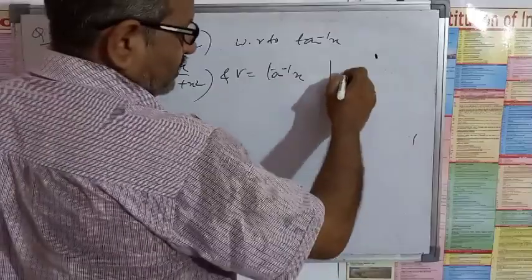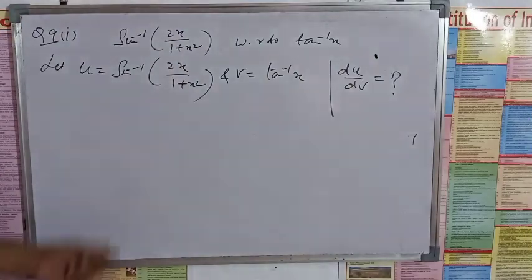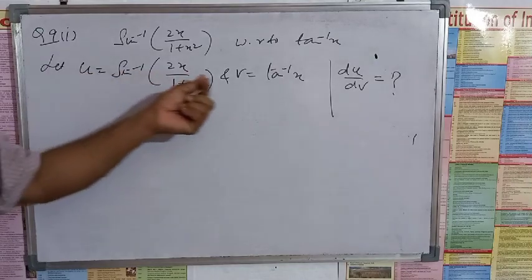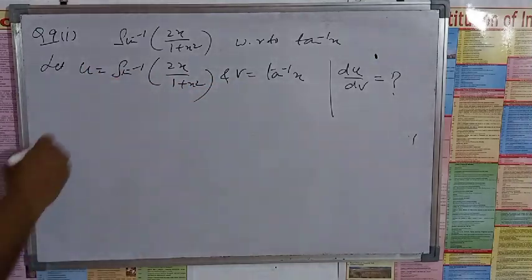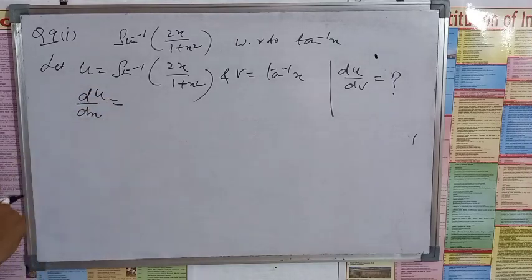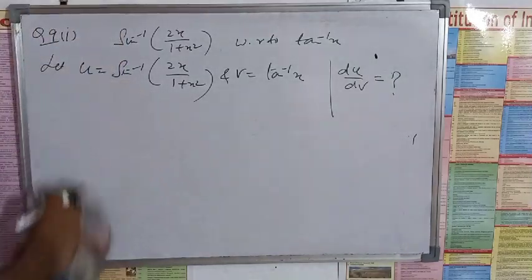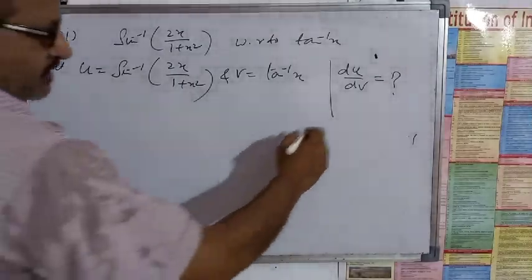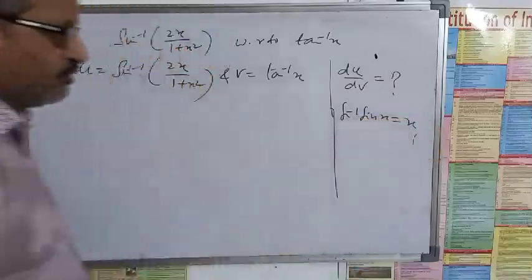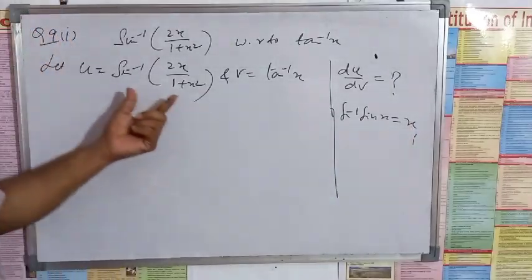Then what do we have to find? We have to find du by dv. So u is a function of x, v is also a function of x. We will differentiate u and v both with respect to x. But before differentiating the first part, we have to use the property of inverse. What is the property of inverse? Sine inverse sine x is equal to x. I have told you this. So we have to apply this.